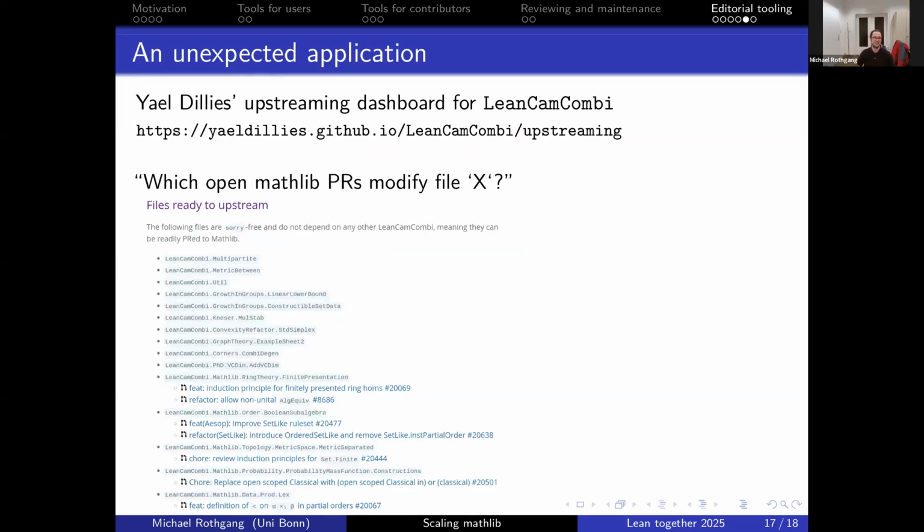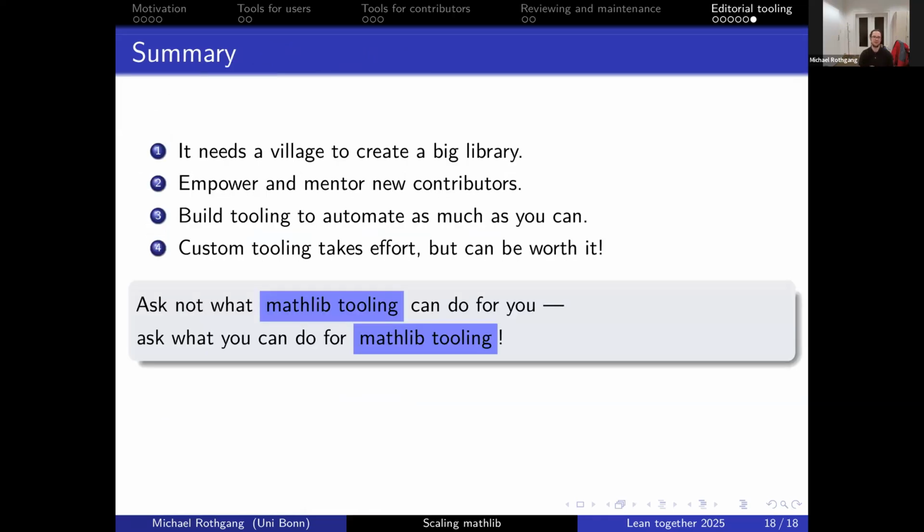Let me point out there's an unexpected application. The infrastructure used for that is now used in the linting Combi project to track which files in Mathlib have an open pull request against them, which I'm really excited about. And let me end perhaps with one quote: Ask not what Mathlib tooling can do for you, ask what you can do for Mathlib tooling. There's lots of work remaining to be done. You can make a difference. Thank you very much.